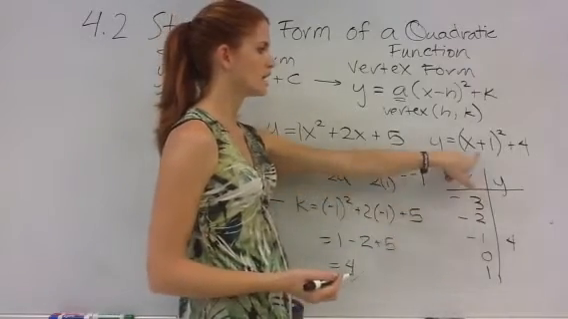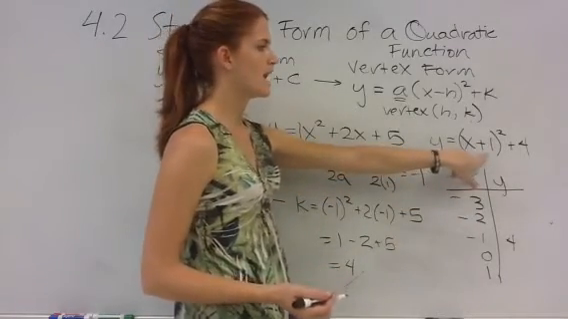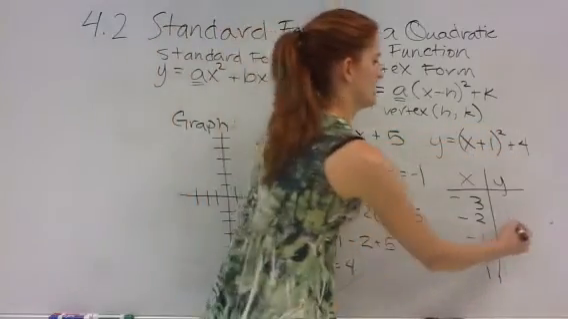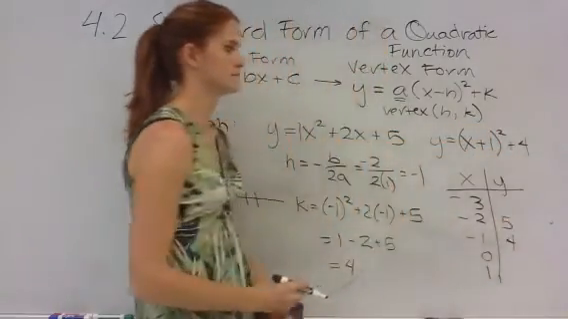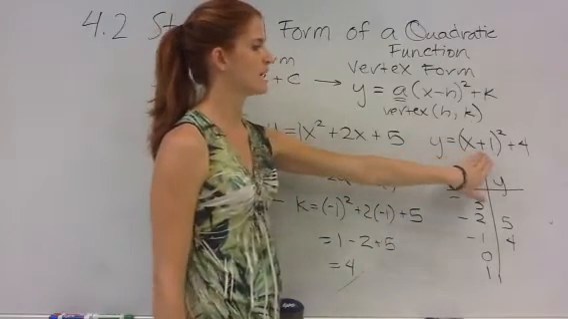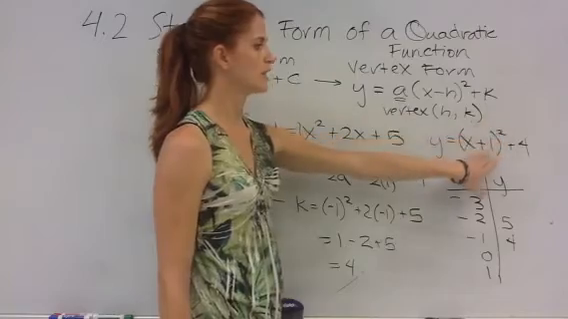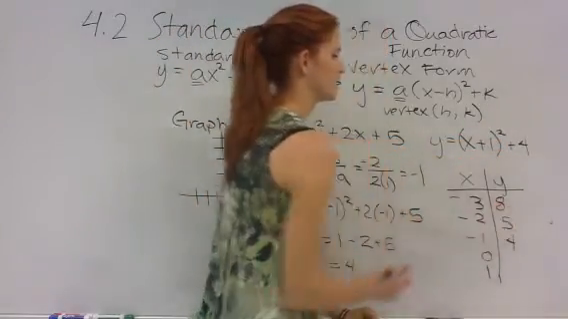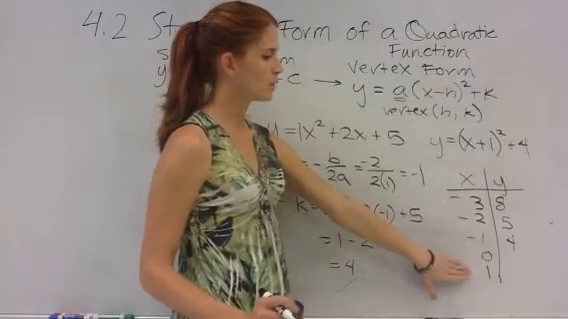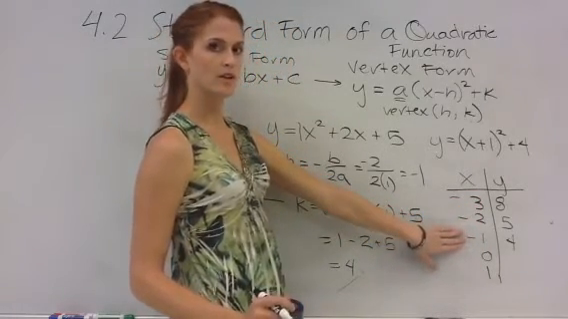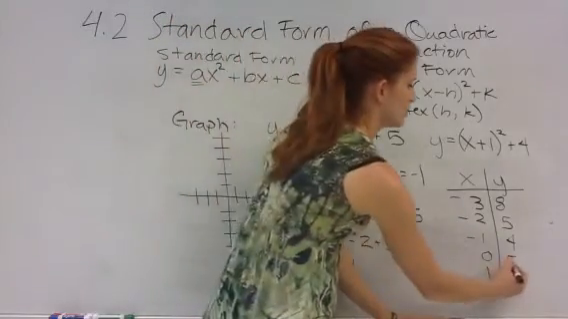So if I plug in a -2, this gives me a -1. I square it to get 1. I add 4, and that's going to be a 5. When I plug in a -3, this is going to give me a -2. I square it to get 4. I add 4 to get 8. Now again, I can plug in 0 and 1, but I know that it's going to be symmetric about the vertex, so I can just repeat my numbers.